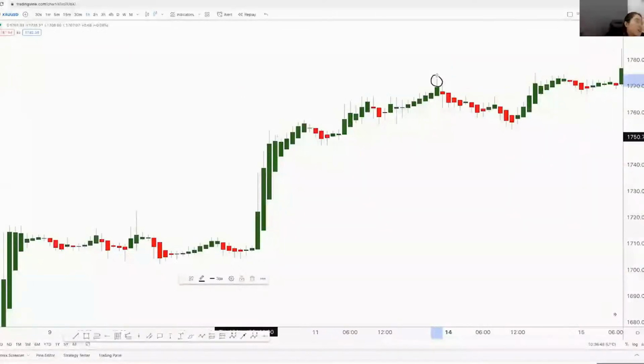If you see the wick of a Heiken Ashi candle on the top part of the candle and the bottom part has no wick, does that signify a bullish or a bearish trend?